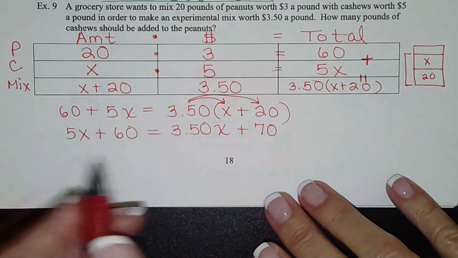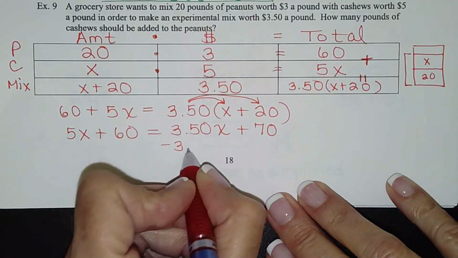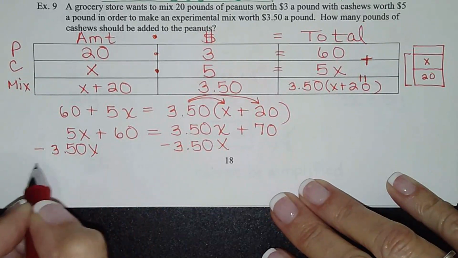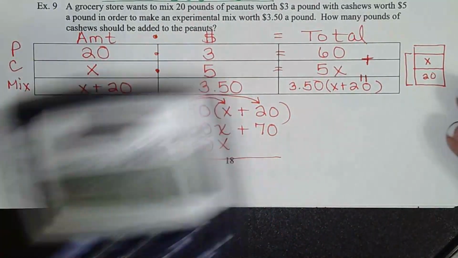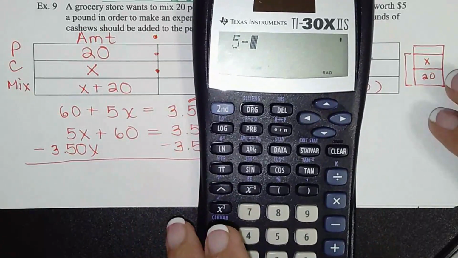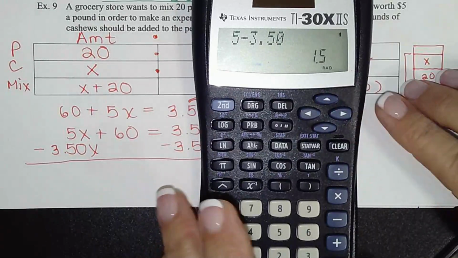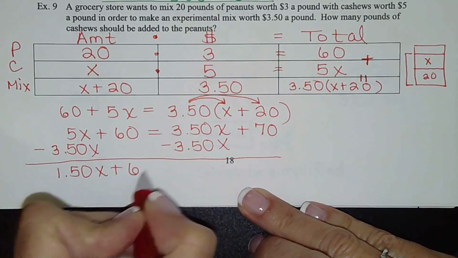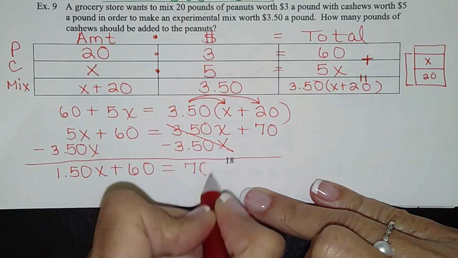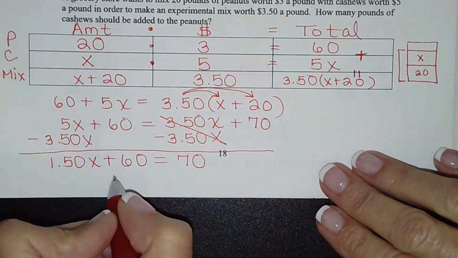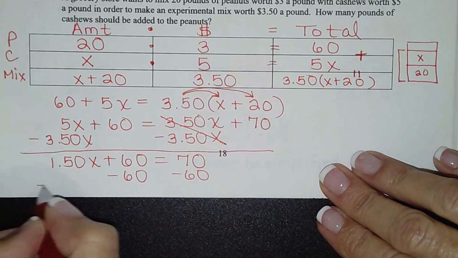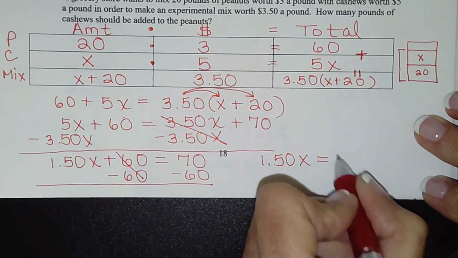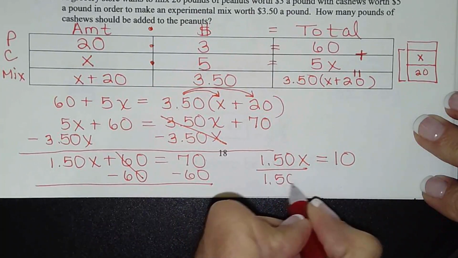So nothing too big. I need all my x's on the left, so I'm going to subtract 3.50x and put it on the other side. And that's 5 minus, whoops, not in the screen, $3.50, which is $1.50. So $1.50x plus 60 equals 70. So we're getting close, getting close. Subtract 60, and we have $1.50x, or times x, equals 10. Divide both sides by $1.50.